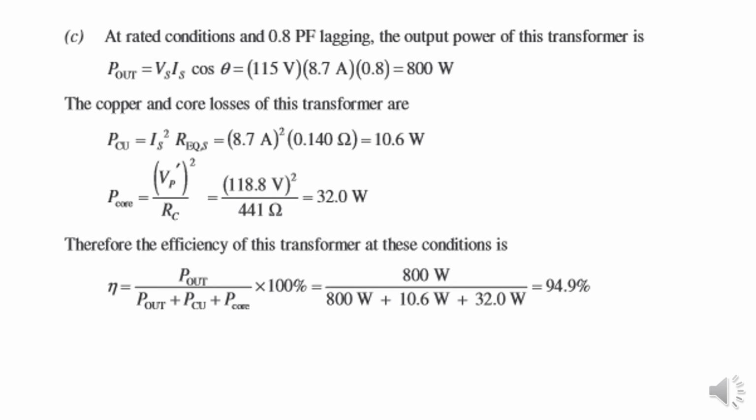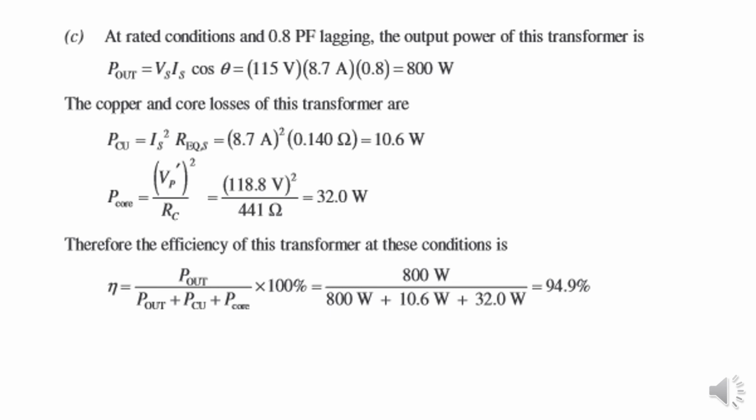Then the copper and core losses. As I have told you, copper losses are represented by the series resistance, and core losses are represented by the shunt or excitation branch RC. According to our model, copper losses are equal to Is squared into Req, referred to the secondary side. When we substitute those values, copper losses are equal to 10.6 watts, right? Core losses are equal to VP over A squared divided by RC, because the voltage across RC is VP over A, which is 118.8 volts. We found this value previously. Divided by 441, that is equal to 32 watts, right?